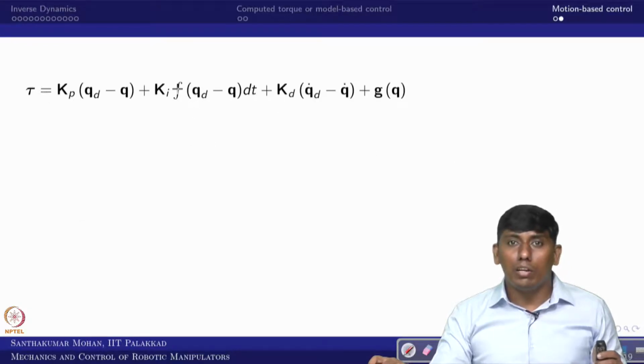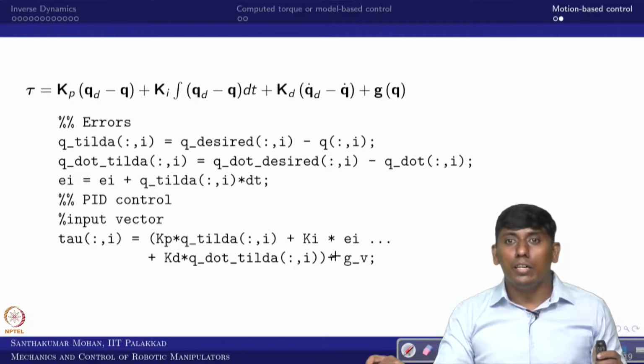Similarly, if we want PID control, then the Ki we have to add, and the Q tilde integral error also we need to add. So here we assume that is EI. So EI we have propagated based on simple integration, Euler integration. Then we have got it.